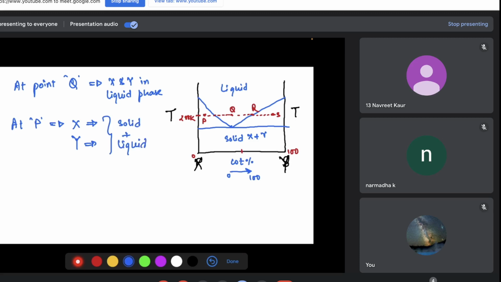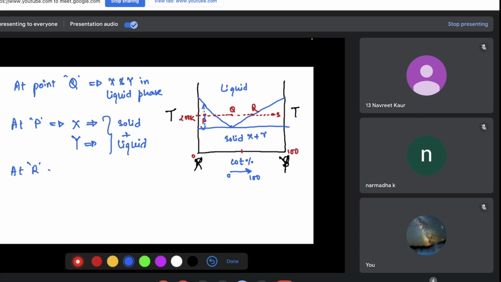Now, because it is not specifically on the axis, I cannot say it's a pure X or not a pure X. So I will not talk about the composition of X and Y here, but the solid and liquid are present in almost equal proportion, we can say, because it is almost at equal distance from both the separation lines. Okay, let's move to another point.